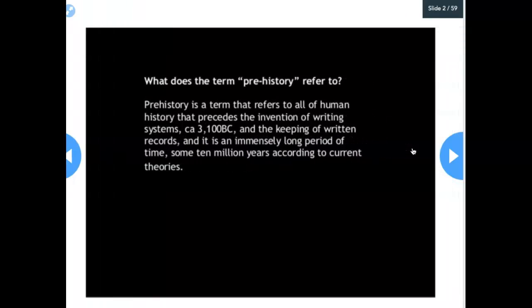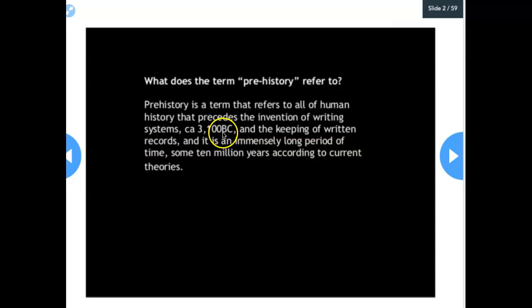Prehistory is important because it really is a term that refers to all of human history that precedes the invention of writing. And we're going to learn next lecture that writing, cuneiform writing, is invented and recorded right around 3100 BC. So that's an important benchmark for you guys to keep in mind.